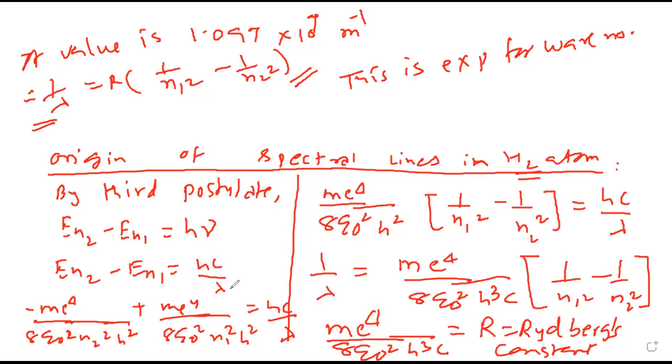Just write down: for different values of n1, n2, there are different values of wavelength, corresponding to different colors of light, called spectral lines. This explains the origin of spectral lines.